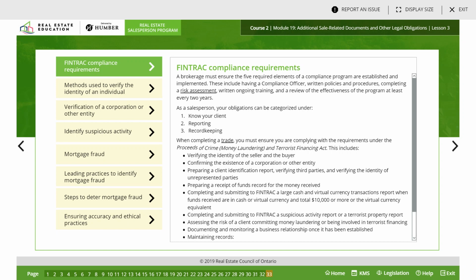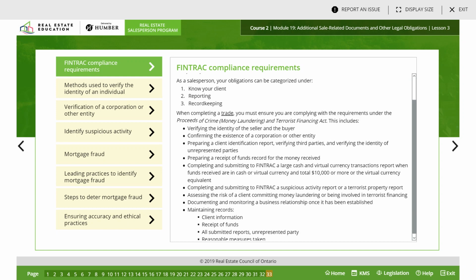As a salesperson, your obligations can be categorized under 1, know your client, 2, reporting, and 3, record keeping. When completing a trade, you must ensure you are complying with the requirements under the Proceeds of Crime, Money Laundering and Terrorist Financing Act. This includes verifying the identity of the seller and buyer, confirming the existence of a corporation or other entity, preparing a client identification report, verifying third parties, and verifying the identity of unrepresented parties.